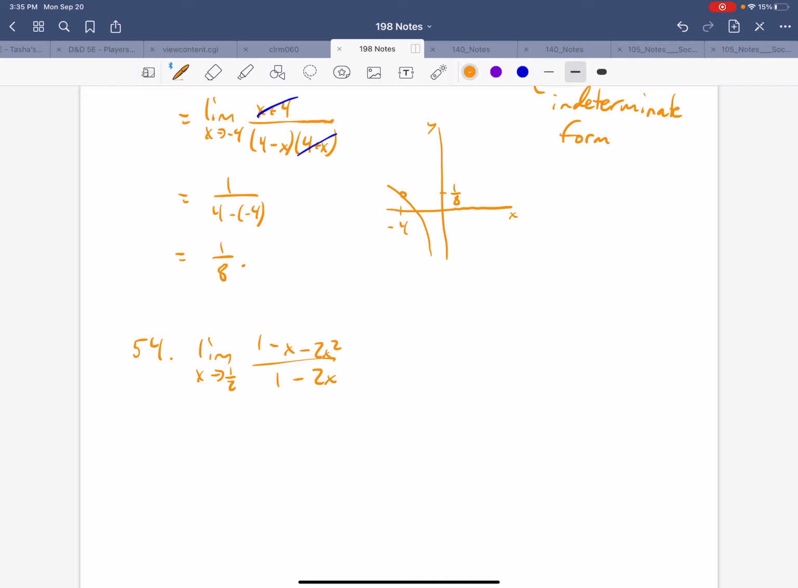All right, so again, if we plug in 1/2, we're going to get 1 minus 1/2, which is 1/2, minus 2 times 1/4, which is 1/2. And you might imagine we get 0 over 0. So we must resort to factoring. Again, I keep writing the limit as x approaches 1/2. And I'm just hoping I'm able to factor this guy.